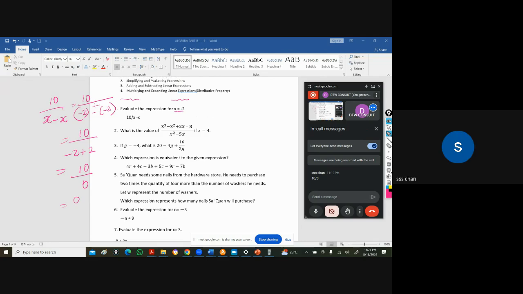Miss Blessing? Yes? 10 divided by 0, isn't that infinity? Yes, infinity is also 0. Oh, okay. Because the calculator says it's an error. Yes, so sometimes in some answers they say 0, sometimes they say infinity. Okay.